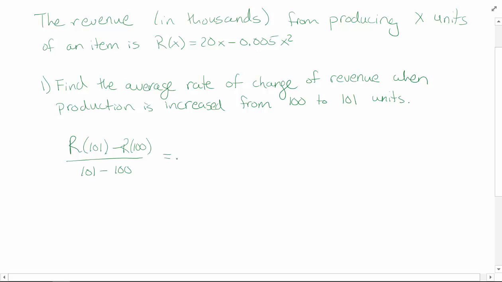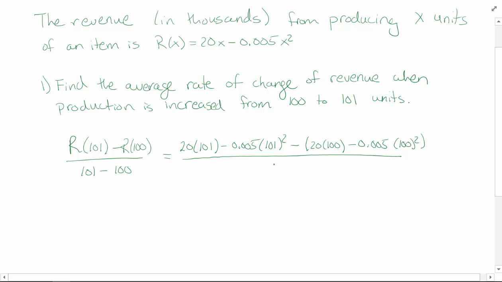So revenue of 101 is 20 times 101 minus 0.005 times 101 squared. And then we'll subtract off revenue at 100 units. So I'll open up some parentheses: 20 times 100 minus 0.005 times 100 squared, all divided by 101 minus 100, which is just 1. So that'll be the last time I write the denominator in.